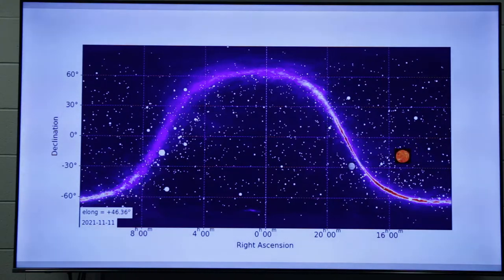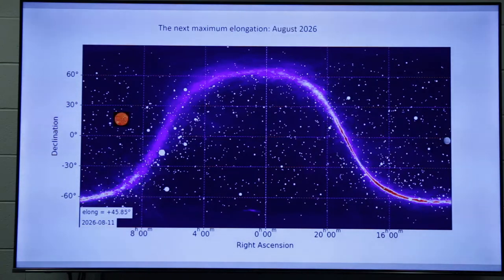And here's a week later, the 11th of November. Things are moving along. The sun is moving up the ecliptic. Here's the next maximum elongation. That will come in June of 2023. Here's the next maximum elongation. That will come in January 2025.